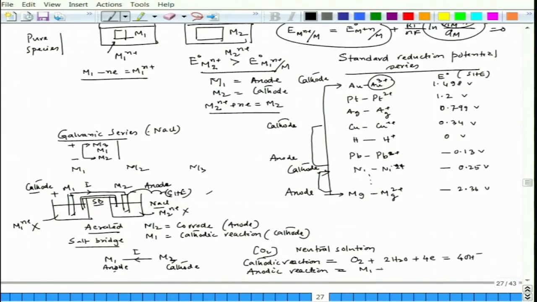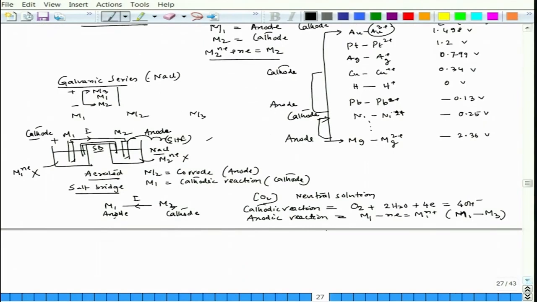M1 minus n e equal to M1 n plus, sorry, it should be M2. Even if it is M1, no problem. In that case, this is joined M1 and M3, because M3 is acting like cathode, and another anodic reaction would be M2 minus n e equal to M2 n plus. Let us make a generalized statement, where n number of electrons are associated. In this case, this is positive, this is negative, and that is what is followed in the galvanic series.